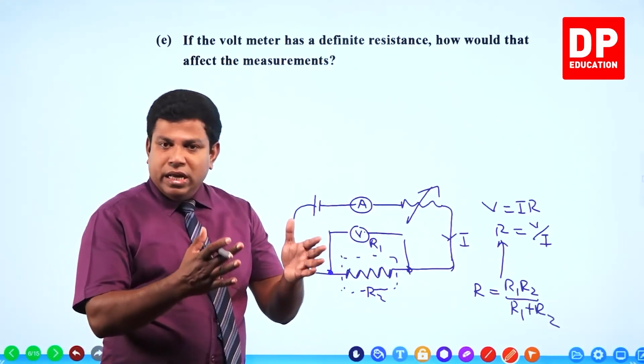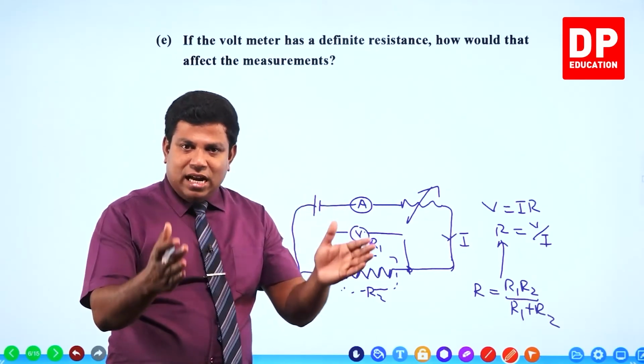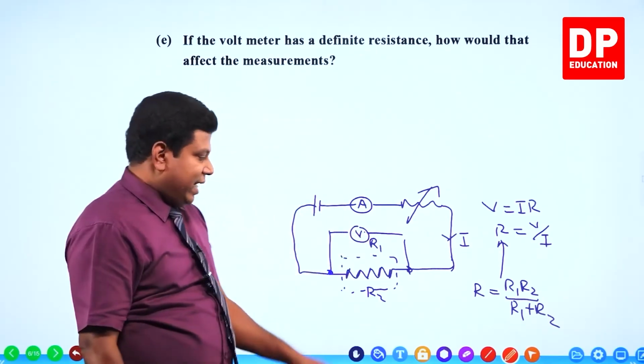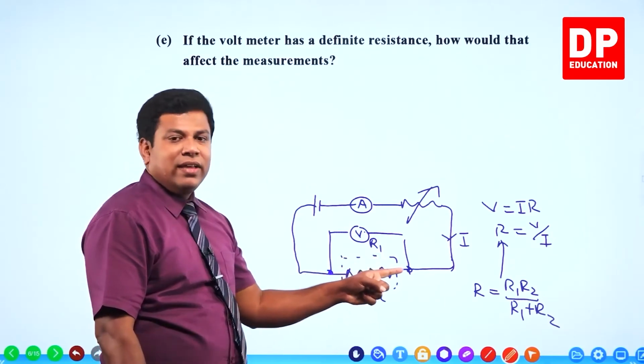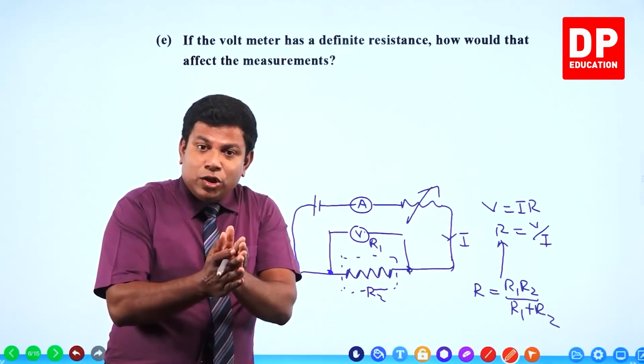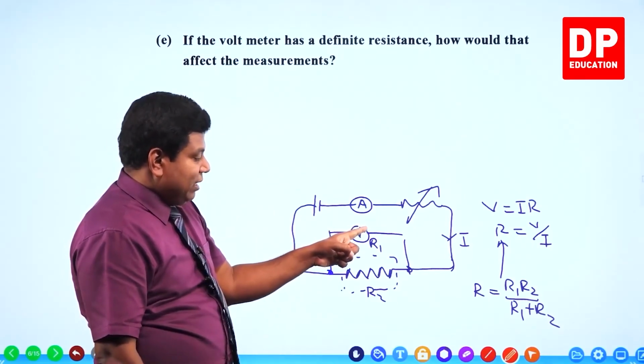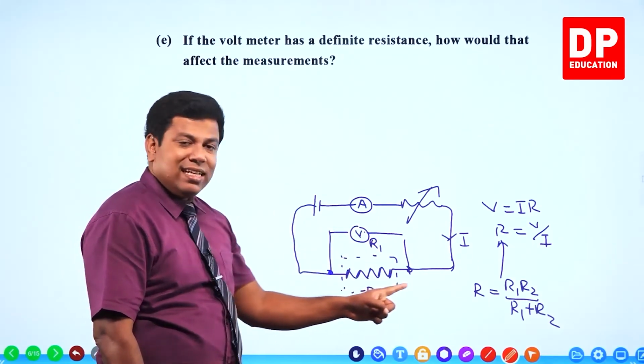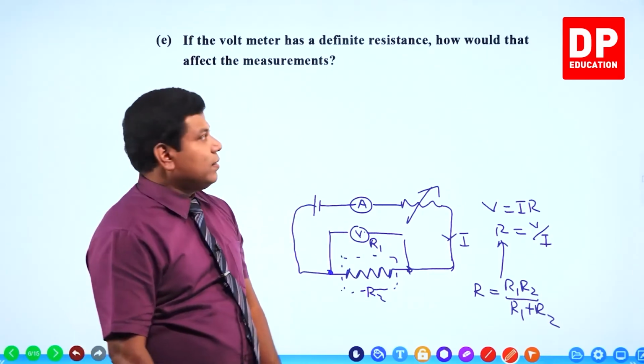So the experimental result that you get is not going to directly give you this resistance. It will give you the resistance which is equivalent to the voltmeter's resistance and the particular coil's resistance connected in parallel. That's what they are asking.